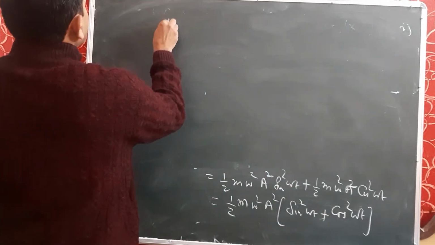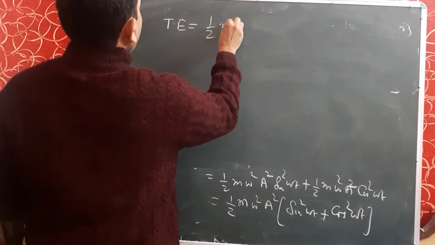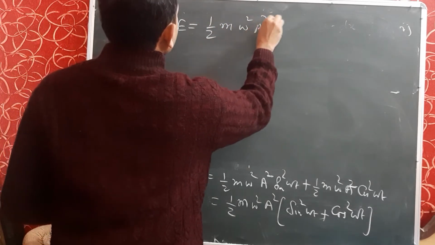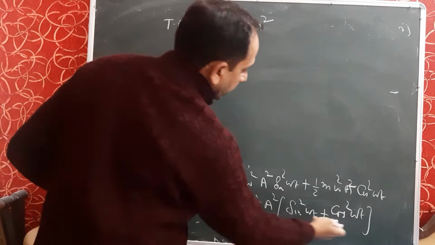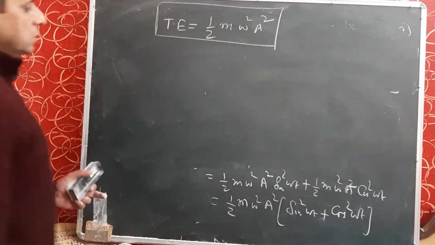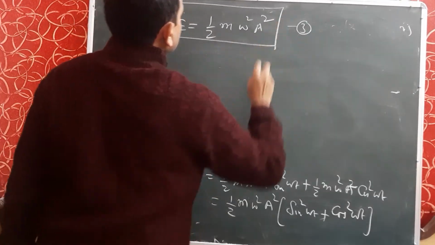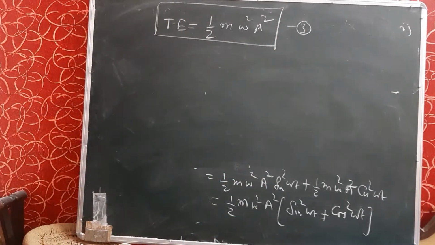So therefore the total energy E becomes half m omega square A square into 1. So this is the total energy, and this energy is constant. It is our third equation. So we have three equations: potential energy, kinetic energy and total energy.